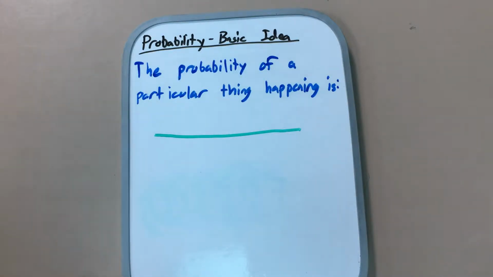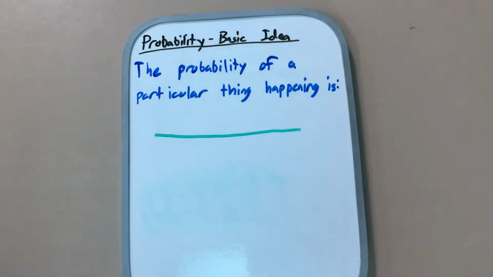This is Mr. W. We are going to continue looking at probability by actually, this time, getting into the basic idea of probability itself. Now, every study of probability comes from this one idea that when we look at probability, we're looking for one particular thing to happen out of a group or a set or a space of possibilities.